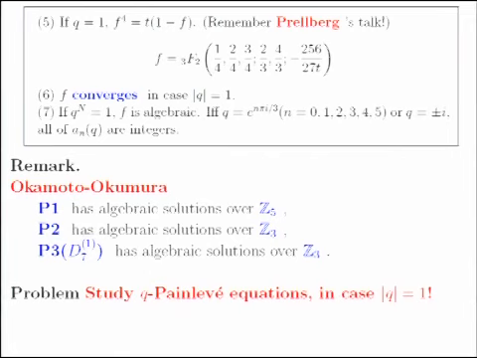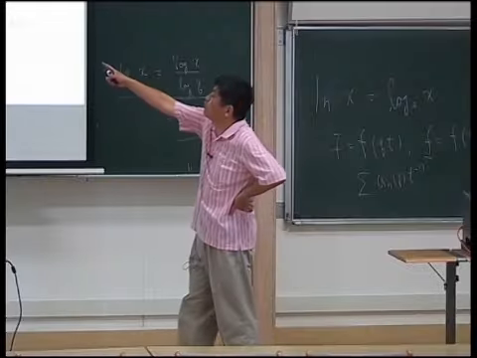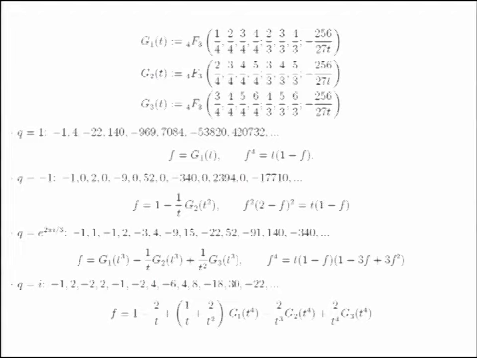So P1, P2, P7, P3 have algebraic solutions over a finite number field. So if q is a root of unity, it's an analog of the finite number field. So it's also the analog of the Okamoto and Okumura work. Okay, lastly, I'll list up the hypergeometric series for special q equal to 1, minus 1, e or some like this. G1 is due to this series, a generalized hypergeometric series like this one.